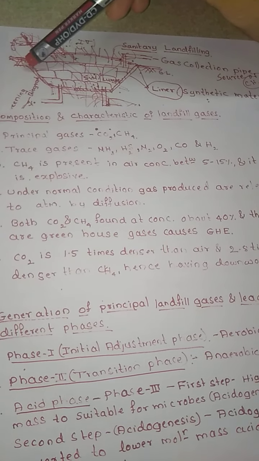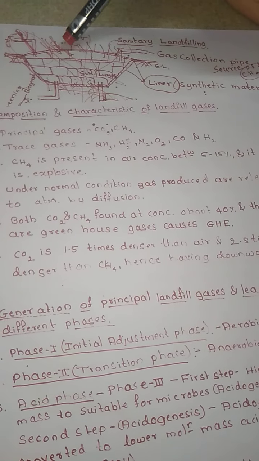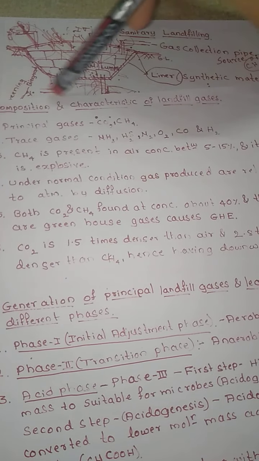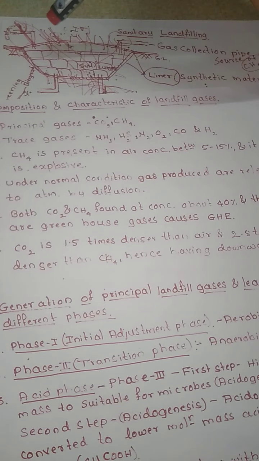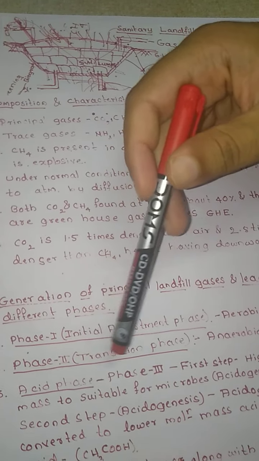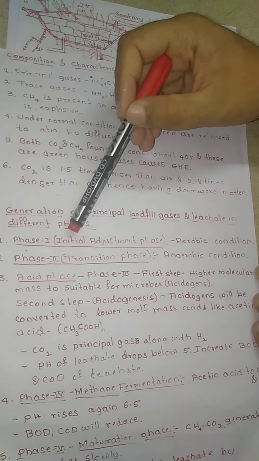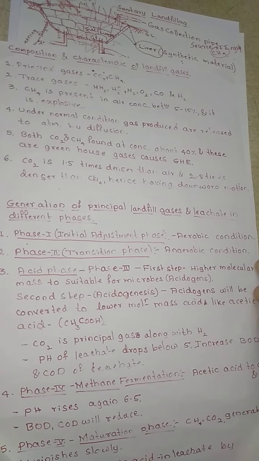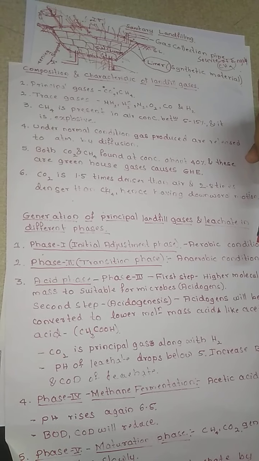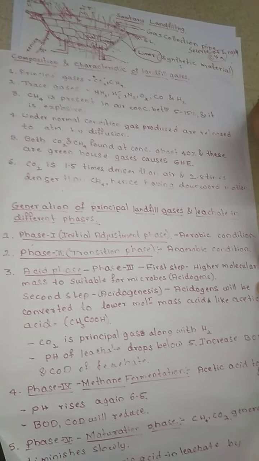So the first phase is the initial adjustment phase. In this phase the microbes will try to adjust to the atmospheric condition present in this particular landfill area. Then we have the next phase, called the transition phase. Transition phase means the change from the initial adjustment phase to the second phase. As I have told, the oxygen gets depleted, and from phase 2 the anaerobic condition will start to develop.